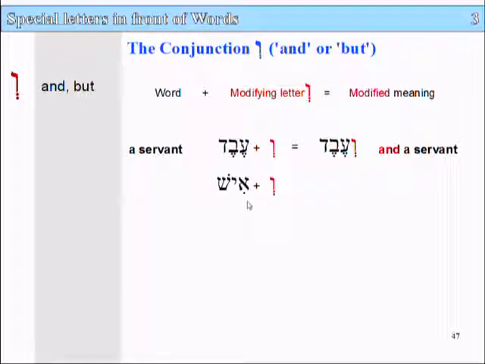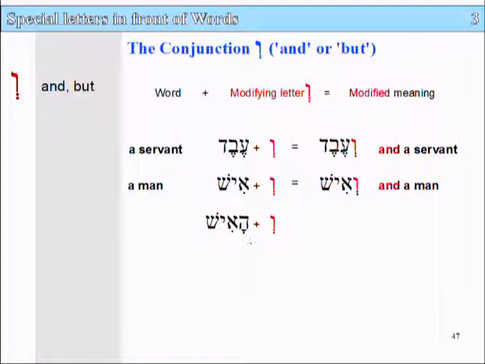If we take the word man, or a man, ish, and we add the Vav, we get ve-ish, and a man. If we take the word for the man, ha-ish, the man, and we add a Vav, we get ve-ha-ish, and the man.